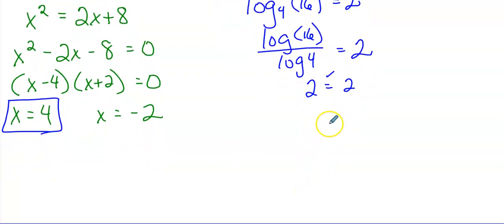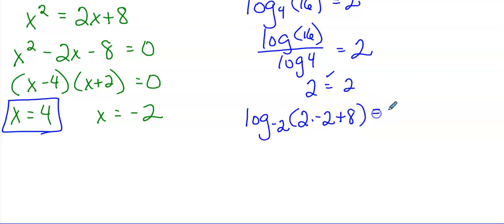The -2, I have to enter -2 for the base. And then I also have to enter it here. So both places again equals 2.